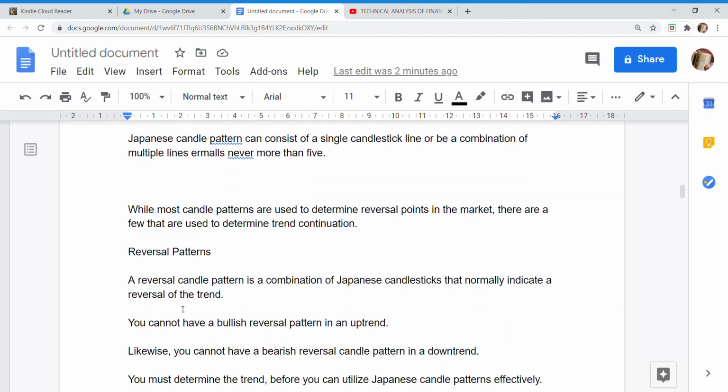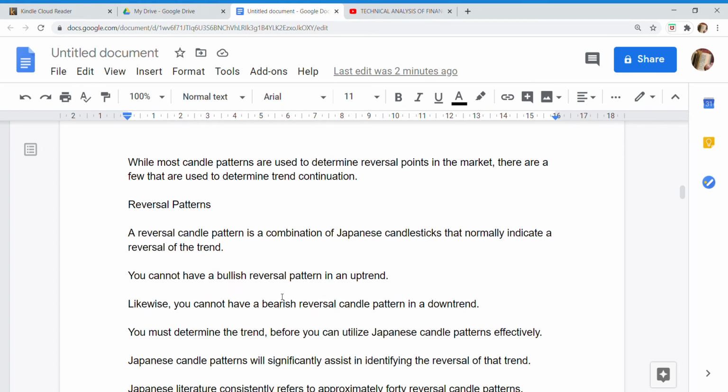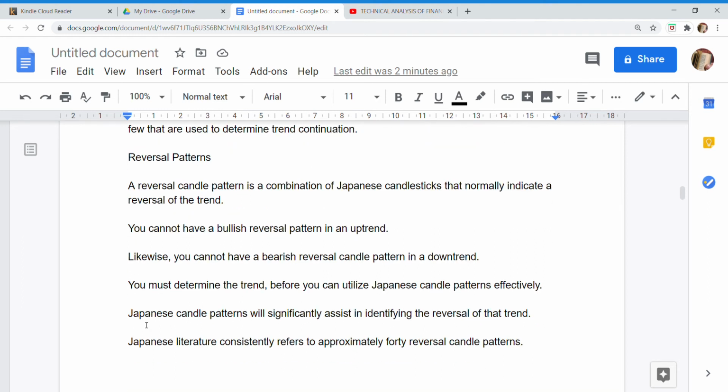Reversal patterns. A reversal candle pattern is a combination of Japanese candlesticks that normally indicates a reversal of the trend. You cannot have a bullish reversal pattern in an uptrend. Likewise, you cannot have a bearish reversal candle pattern in a downtrend. You must determine the trend before you can utilize Japanese candle patterns effectively. Japanese candle patterns will significantly assist in identifying the reversal of the trend.